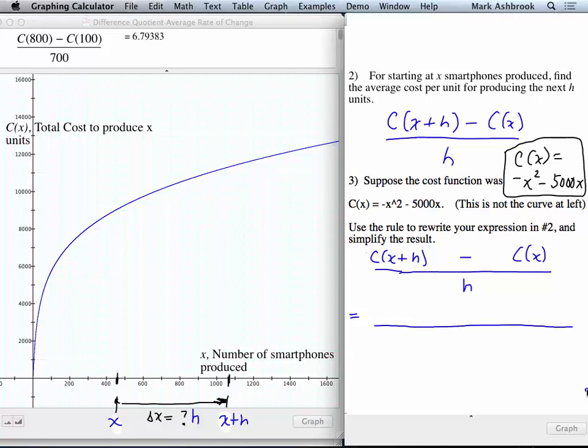Anybody else want me to check? It's good. Anybody else want me to check? Everywhere, yeah. Square the input, then minus 5,000 times the input, right? Yes.